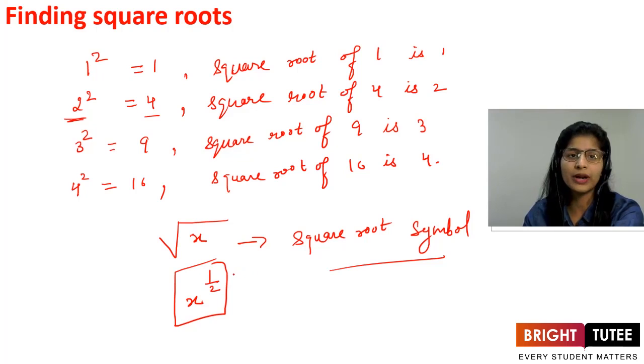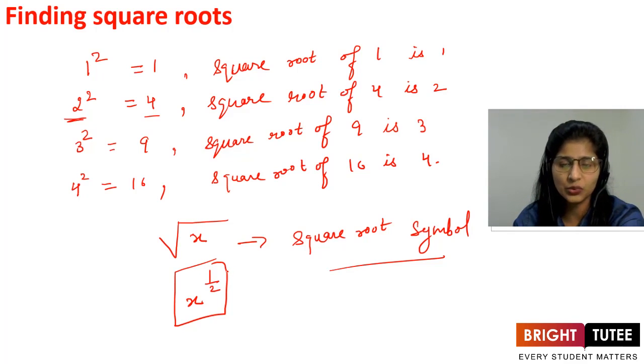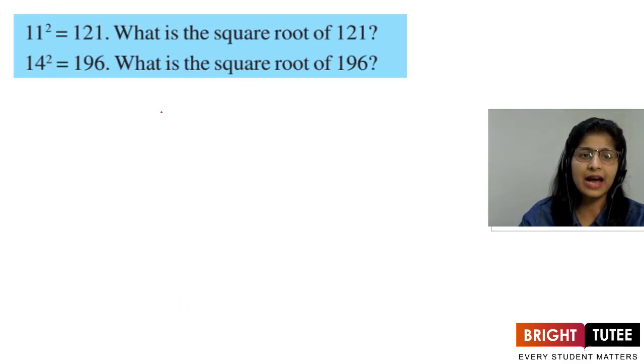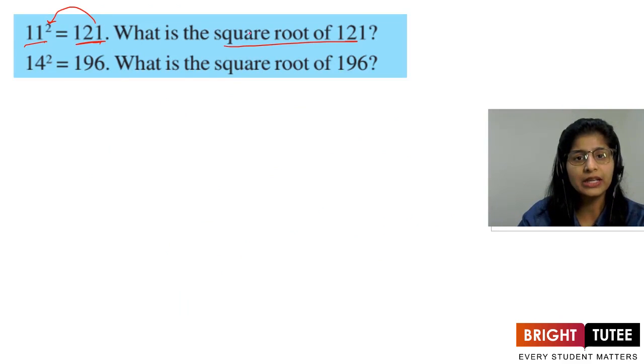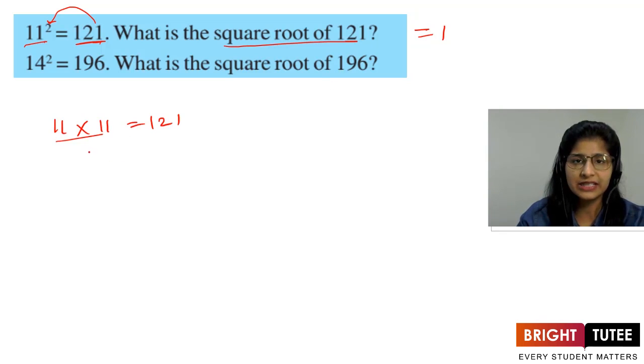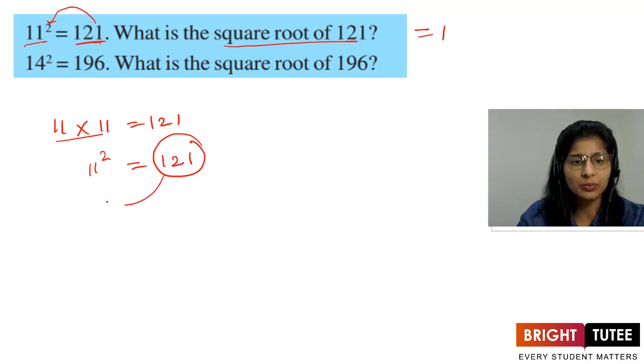Now we'll do one or two examples which will give you a clearer idea about the square root. Here it is asked, 11 square is equal to 121. What is the square root of 121? It would be 11, right? See, 11 into 11 is 121. When we multiply the number 11 with itself, we get 121. Square of 11 is 121. Square root of 121 would be 11.